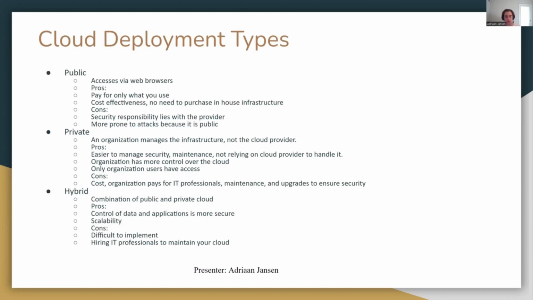So we have public clouds as the first cloud deployment type. Public clouds are typically accessed through a web browser and configured through a web browser. An example of one would be Google Workspace. The pros of a public cloud are that you pay only for what you use. They are cost effective because you pay only for what you use and you don't need to purchase any in-house infrastructure to use them.